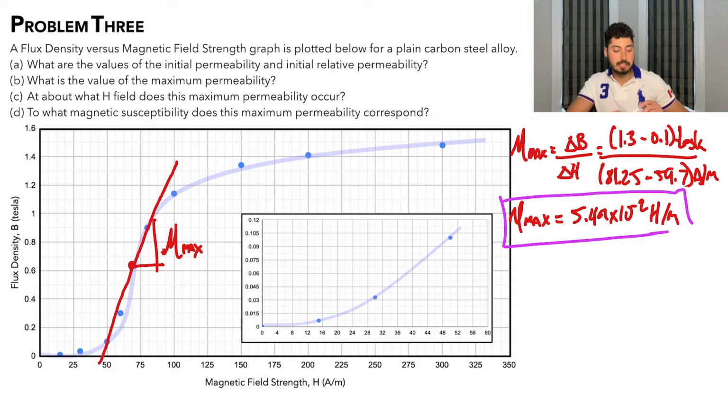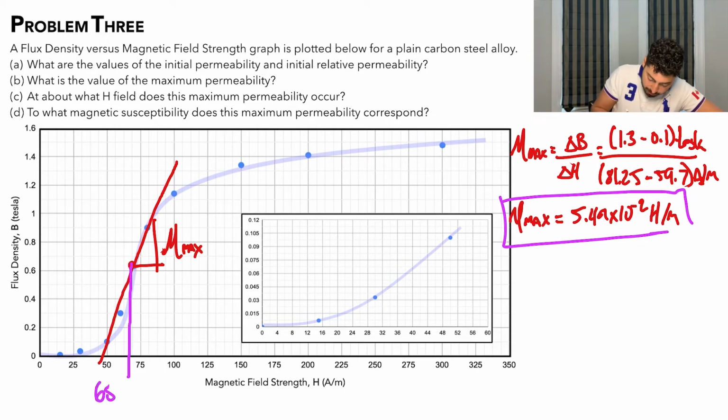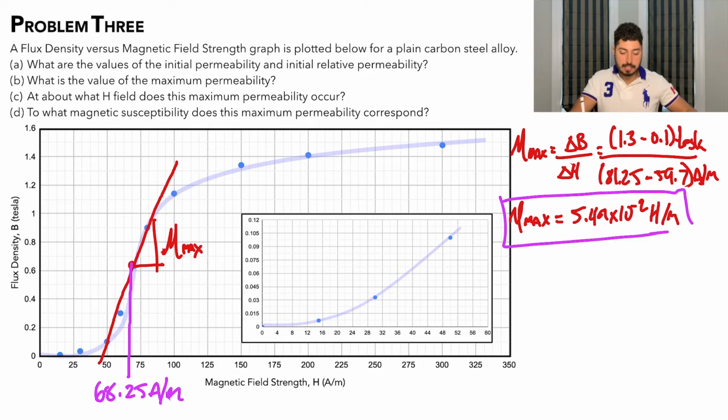Now, part C says, at what magnetic field strength does the maximum permeability occur? So the point that we drew our tangent to, we're going to come straight down, and that's going to give us a value of 68.25 amps per meter. So that's the value at which our maximum permeability occurs.